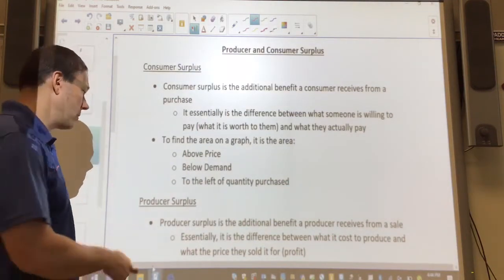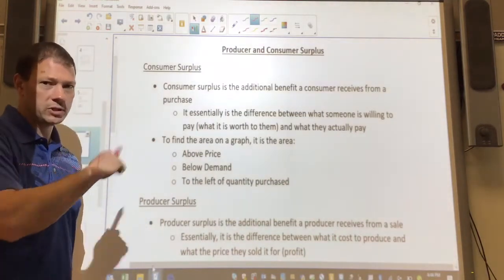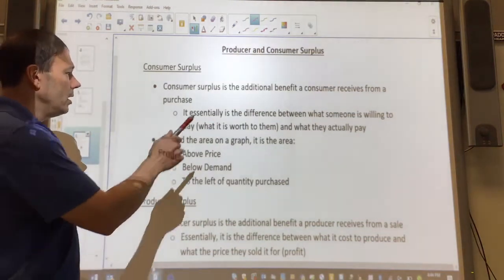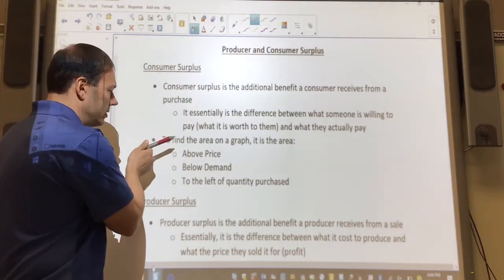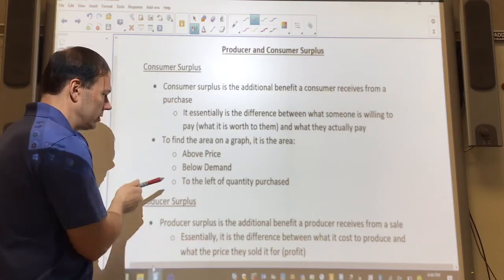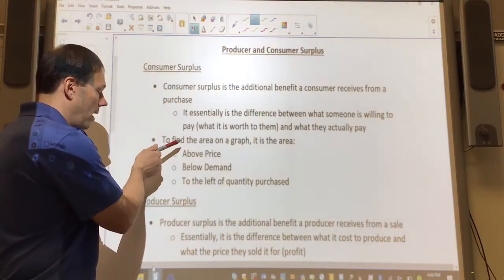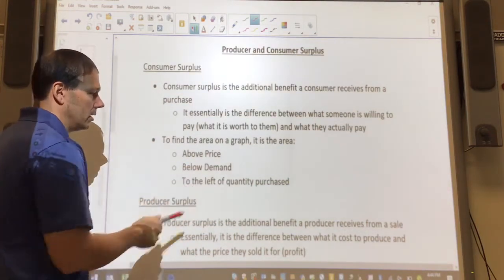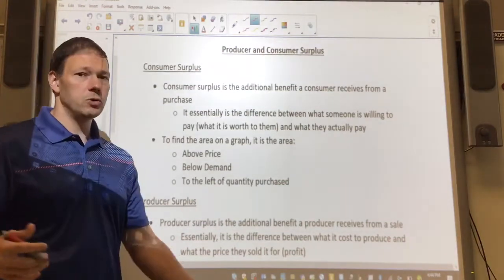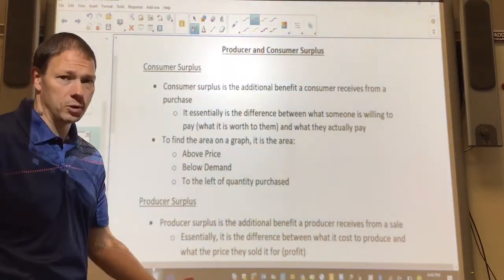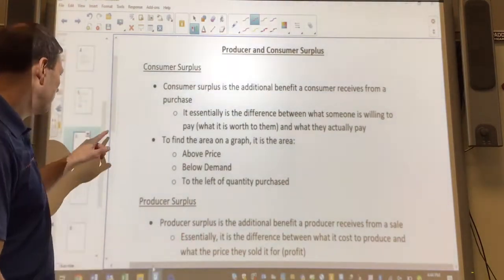The most important thing, though, and remember these rules, and it'll always set you straight when you're looking at a graph: you've got to find the area. It's always the area above the price. We're going to show this in a second with the graph. Above price, below demand, and to the left of quantity purchased. You don't get a surplus from something you don't purchase, so it has to be something that was purchased.